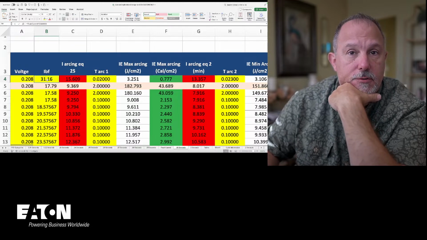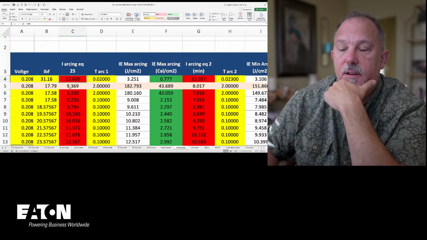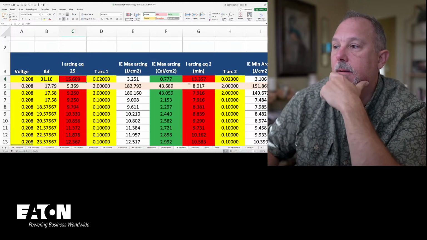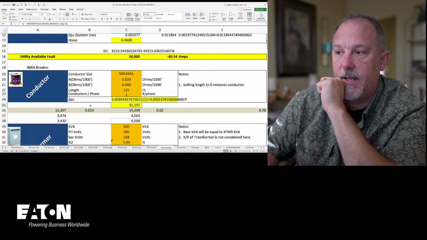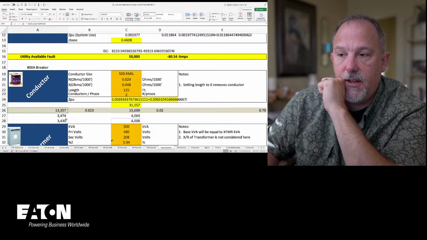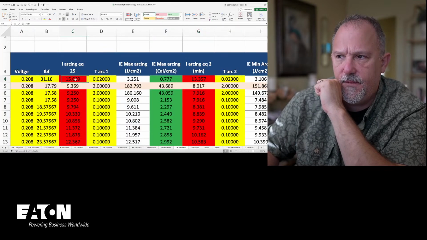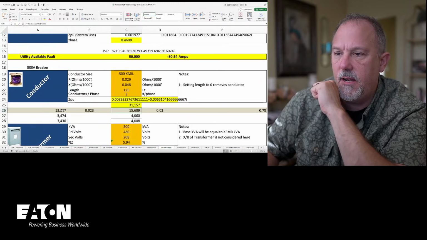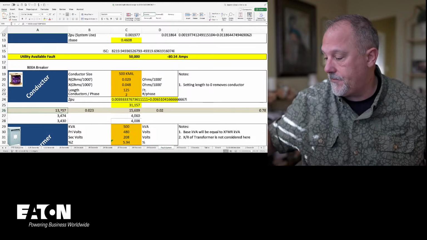With that bolted fault current value, I calculate 15.6 arcing current maximum and 13.357 minimum. If I come back over here, I have 13.357 minimum and 15.609. Let's go back and compare that. Yep, 15.609, 13.357. So the next step is to determine a clearing time.